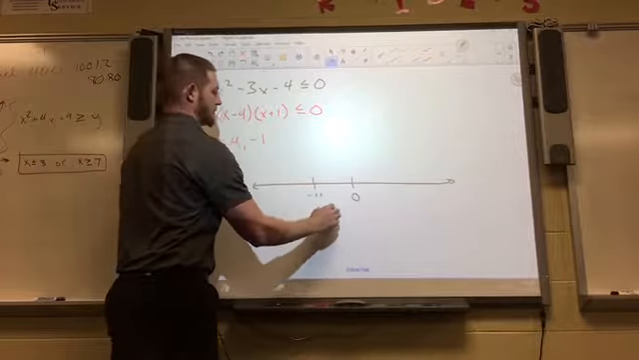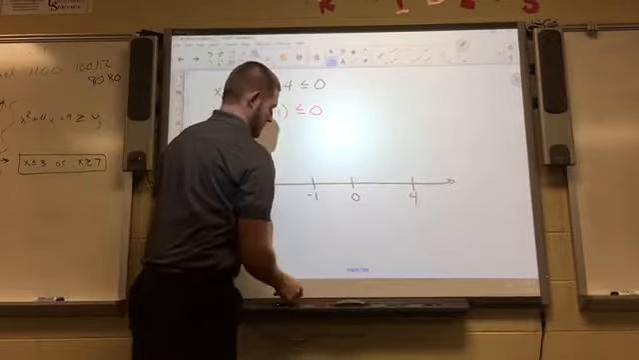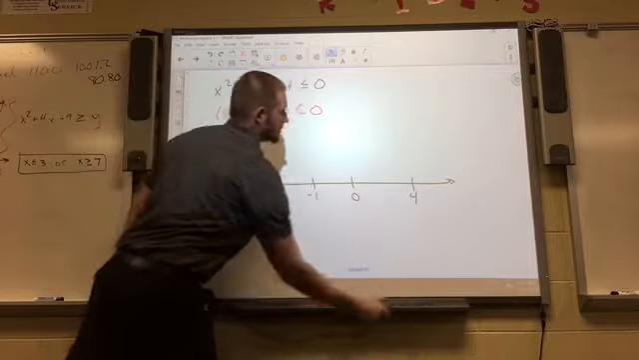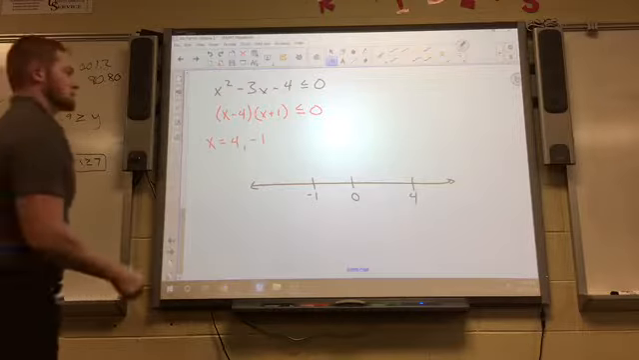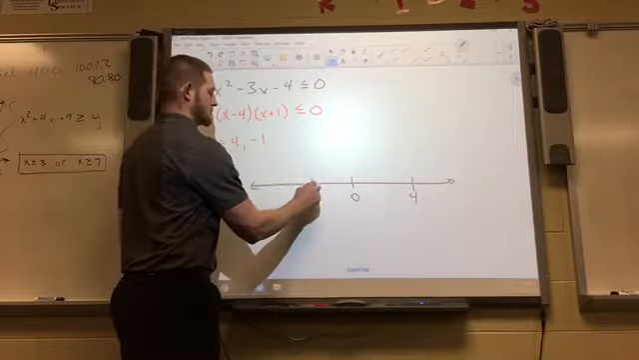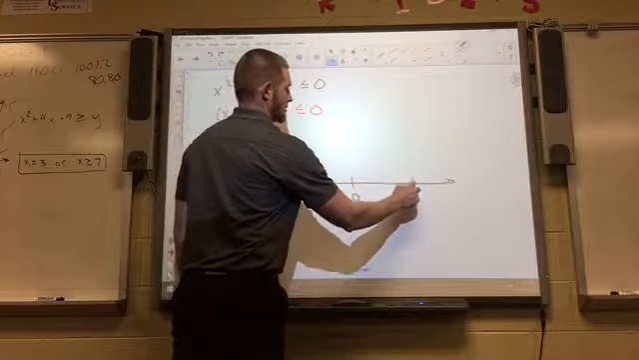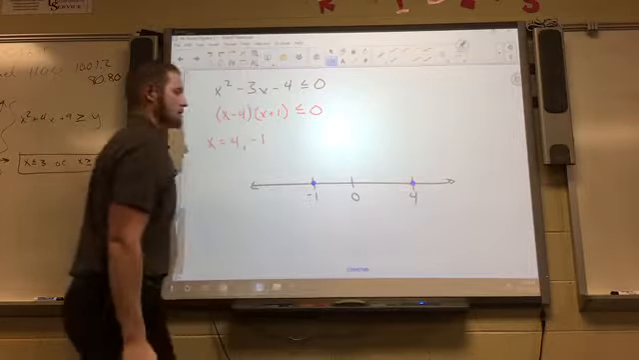I need -1 and +4. Open or closed circle? Closed. So I know I'm closed here and closed here.